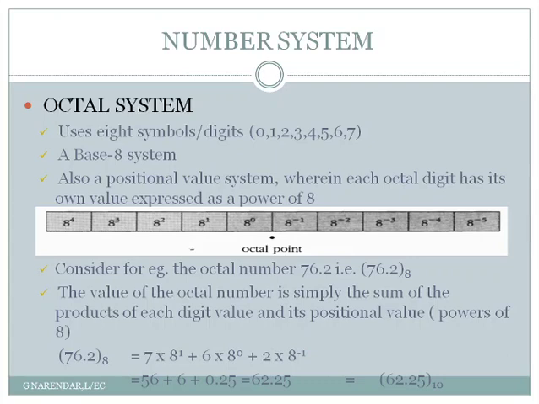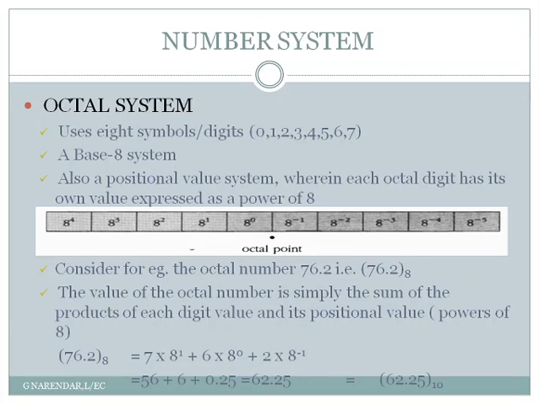So that is how we'll take the product of the corresponding digit multiplied by its positional value, and finally we'll sum up all these products to get the actual value of the octal number, or to find its decimal equivalent of the octal number.